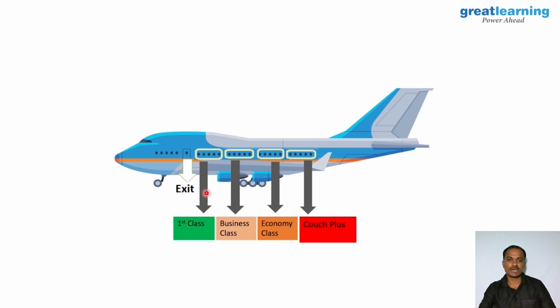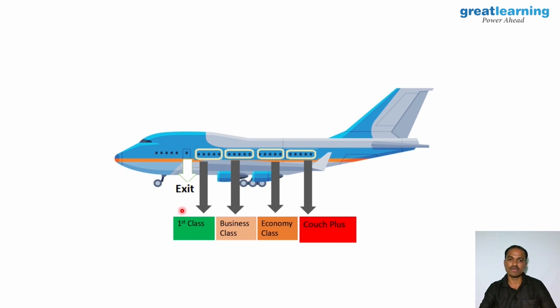Once these first class people are released, they are allowed to exit the flight first. The next level of people allowed to exit will be the business class seat people, and next will be economy class, and then coach plus, so that all these people exit the flight based on priority. What is the priority here? If first class people are allowed first, the business class people can be allowed next. Okay, so that is the priority.